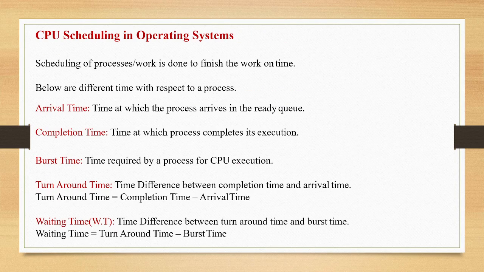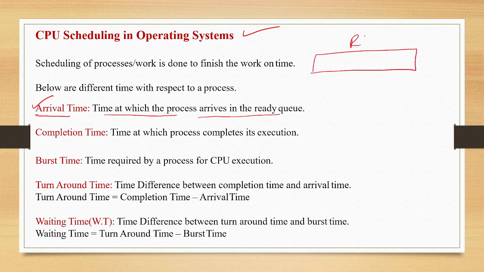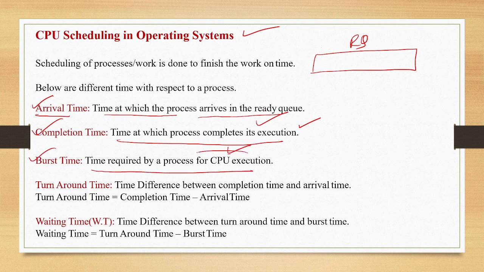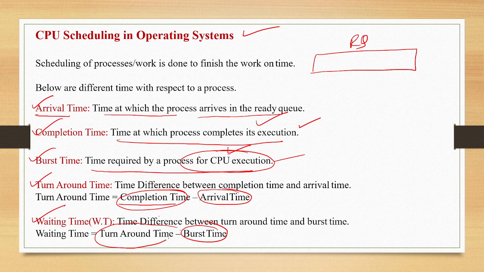First come, first serve. Before solving the problem, you have to know what arrival time is. Arrival time means the time at which a process arrives in the ready queue. What is the completion time? The time at which a process completes its execution. What is burst time? The CPU time required by a process for its execution. What is turnaround time? If you subtract arrival time from completion time, you get turnaround time. What is waiting time? If you subtract burst time from turnaround time, you get the waiting time.